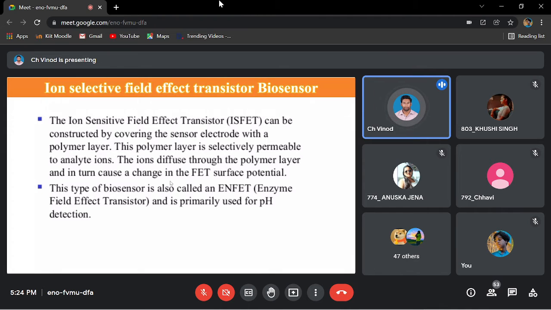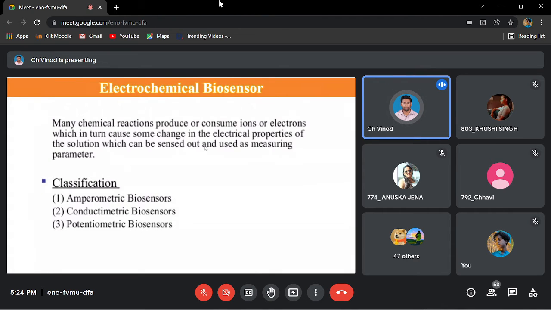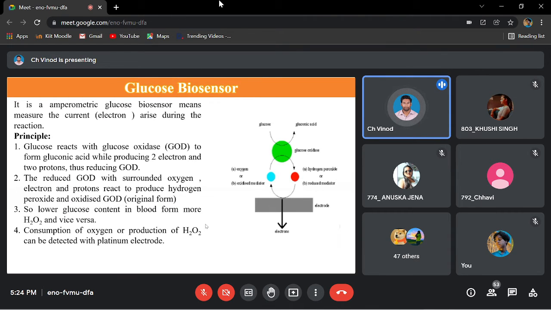Then coming to the fifth category, called electrochemical. These are again one of the most important biosensors that are used for diagnostic purposes in the medical field. Okay, so they rely on three types: amperometric, conductometric, potentiometric. They rely completely on the so-called electrical properties of the media. One of the best examples is the glucose biosensor.